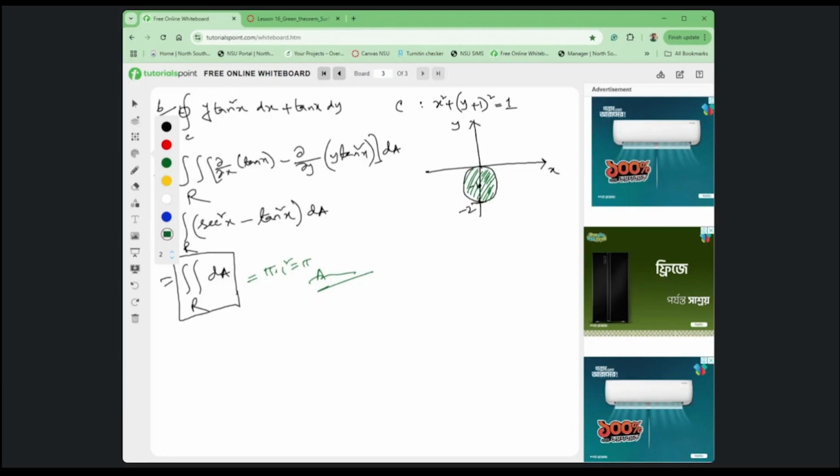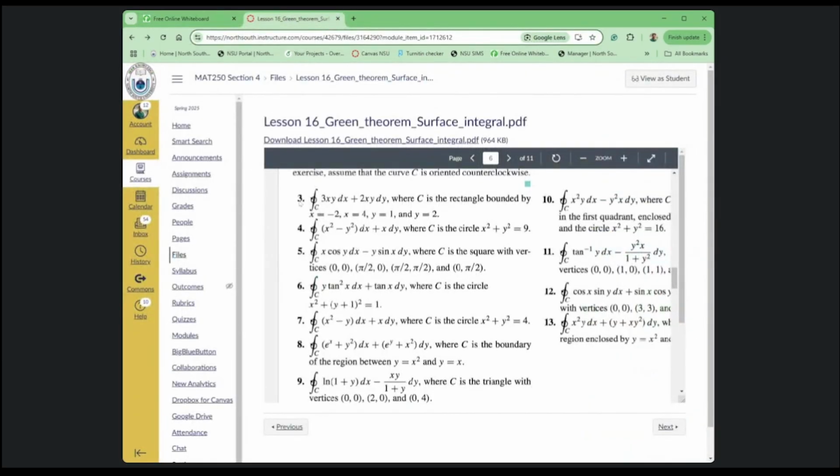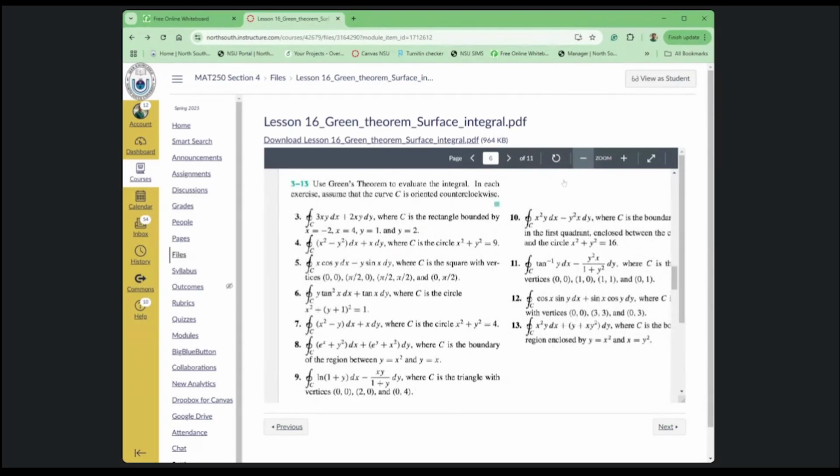Okay? So from here we have done 3, 4, and 6. So I'd like to give you some homework. 7 and 4 are the same, do not need it. Number 8. Write down the number for your homework. Number 8.